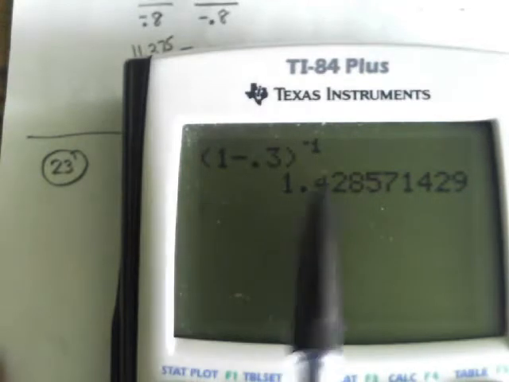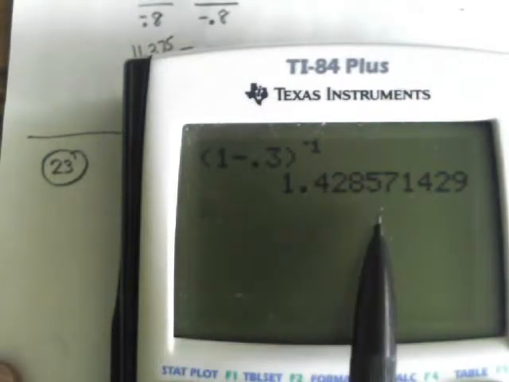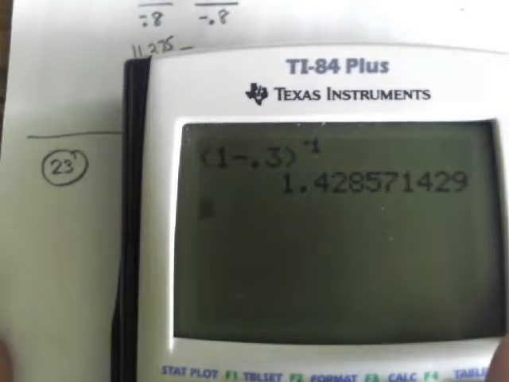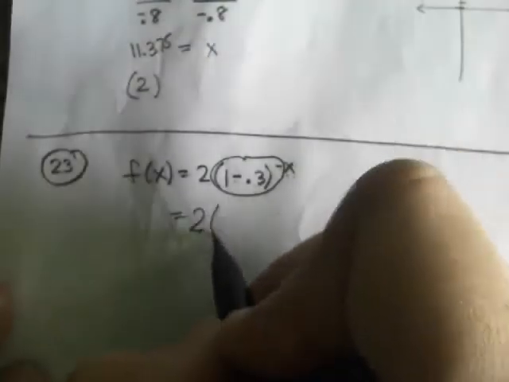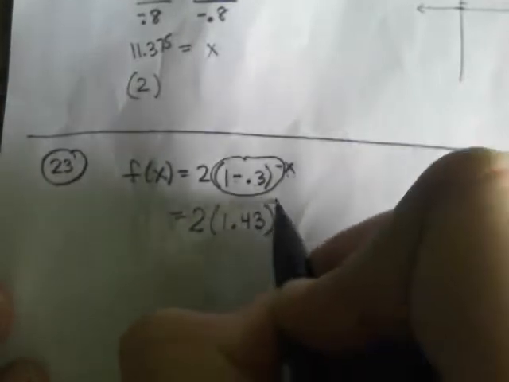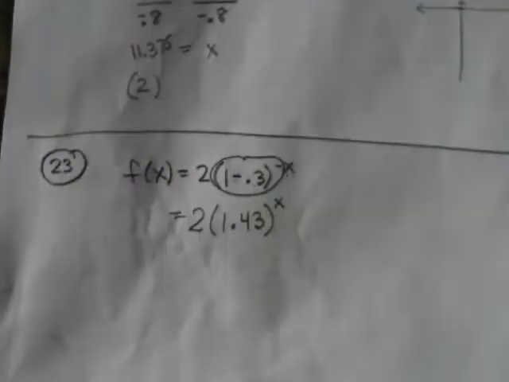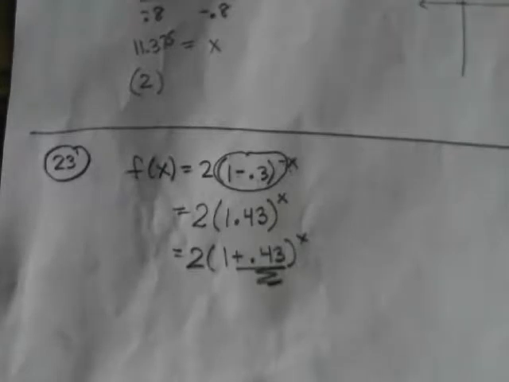1 minus 0.3 to the negative first power leaves me with 1.43, if I'm rounding to the nearest hundredth. So 2 times 1.43 raised to the x power. So this is something that is growing by what percentage? 43%, right? Again, we just kind of left off on this concept. 1 plus 0.43. So we're increasing at a rate of 43%. So that would be option 2.